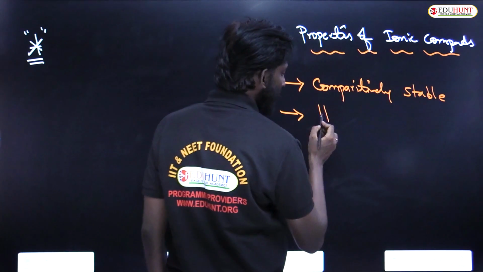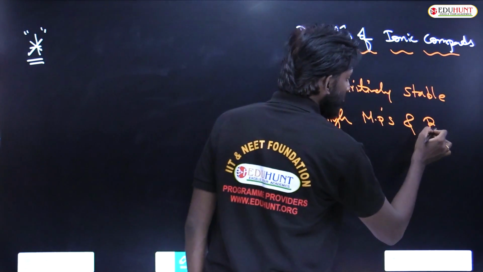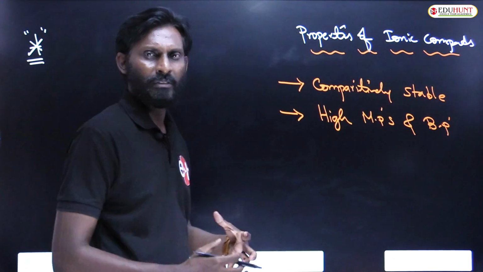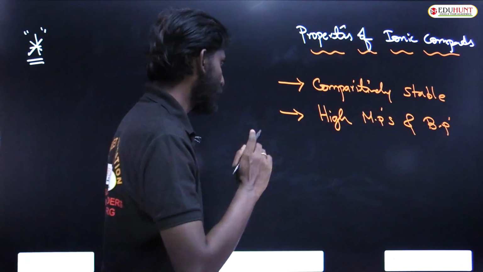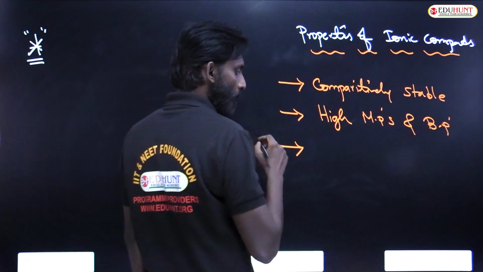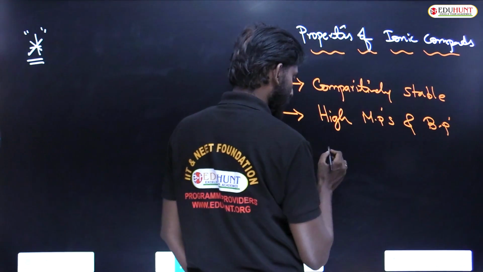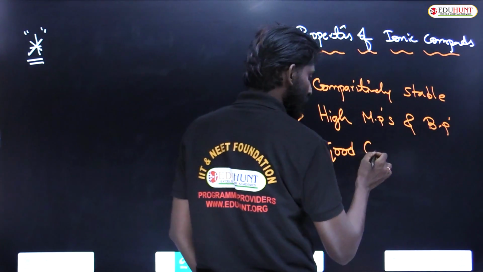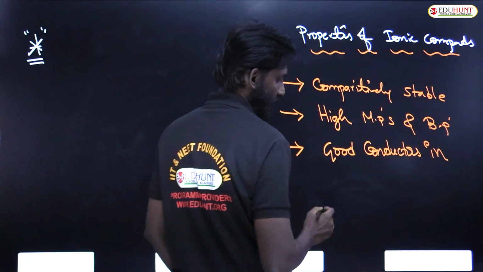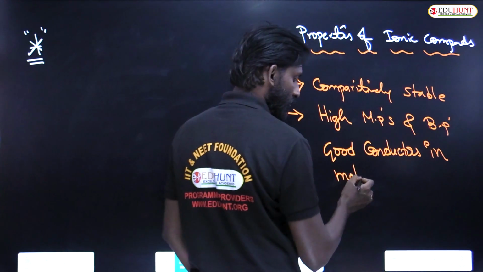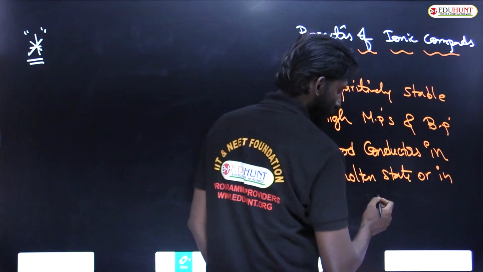They have high melting points and boiling points. Because of strong lattice enthalpy, the melting points and boiling points of ionic compounds are high. Then they are good conductors. Good conductors in molten or in solution form.